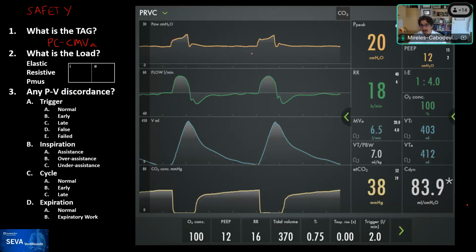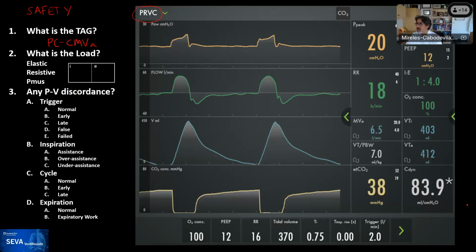But by looking at the screen, there are some key features here. The first one, there is a tidal volume that has been set. And two, I didn't play any tricks, and I put here the commercial name, which is PRVC. And for anybody who has a Rosetta card or uses the VentMode app, they will immediately know that this is PC-CMVa, or adaptive. And that means that the ventilator is trying to target the set tidal volume, which in this case is 370.